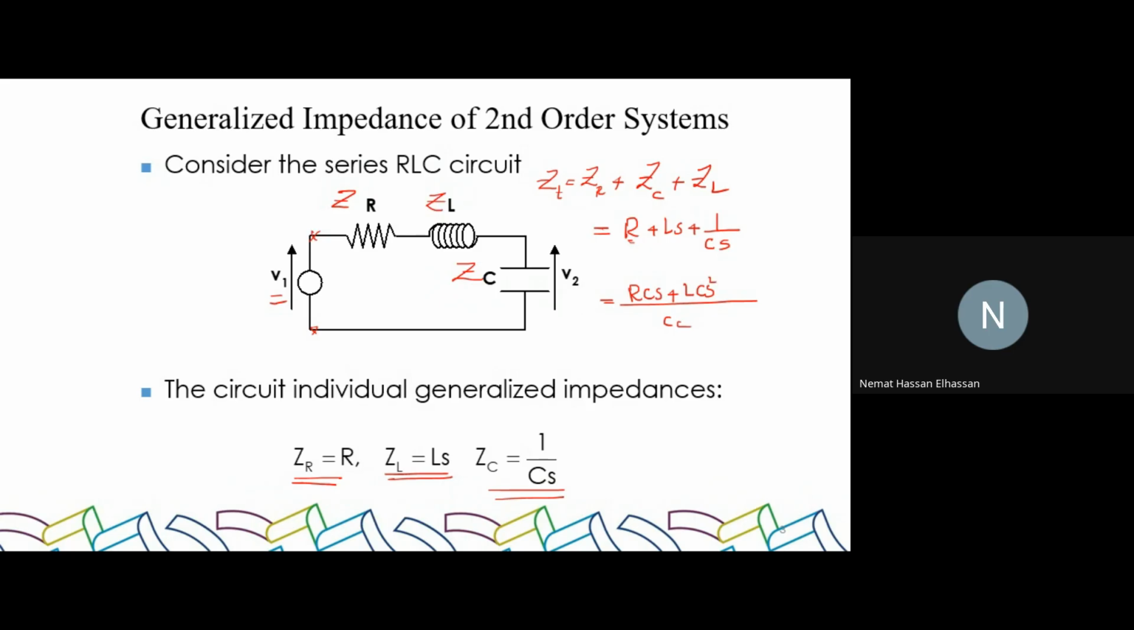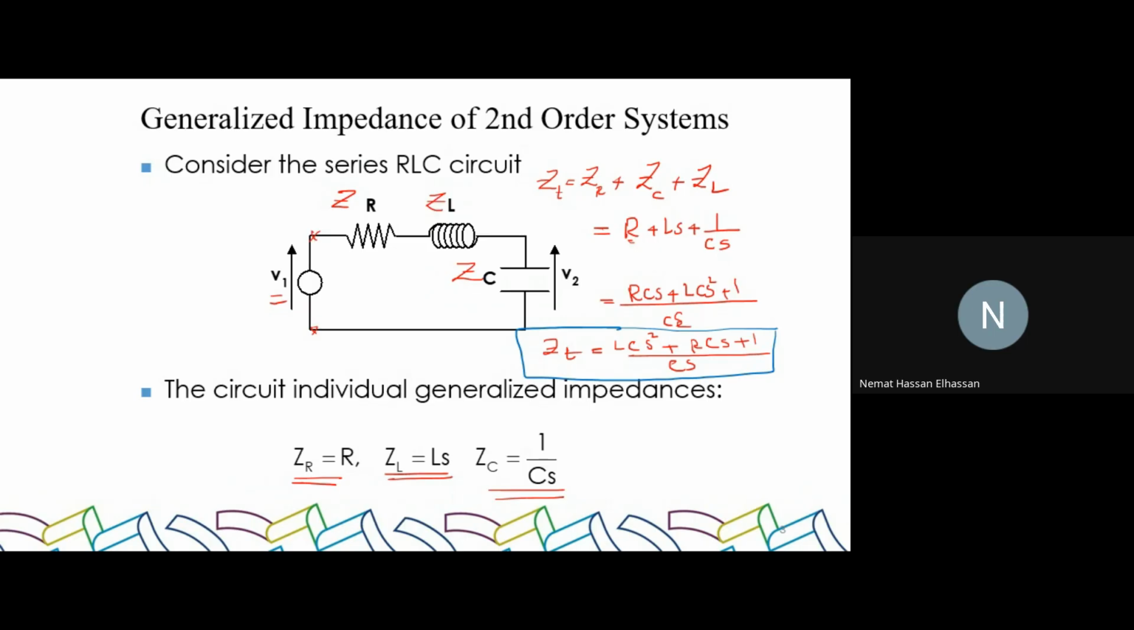LCS squared plus 1. And just rearrange it so it will be ordered by the highest order of S, so it becomes LCS squared plus RCS plus 1 all divided by CS. And this will be the generalized impedance. So this is how we evaluate the generalized impedance of a circuit using Laplace transform. It quite simplifies the process because we don't have to worry about the frequency dependency of the impedance of the inductor or the capacitor. All we have to do is just treat it like a regular resistive circuit.